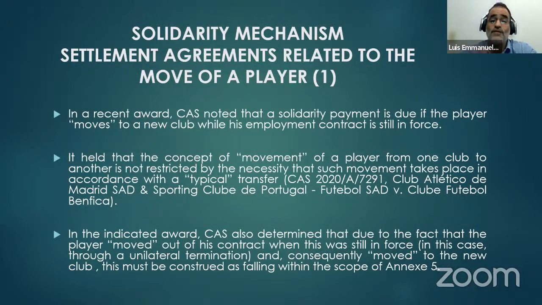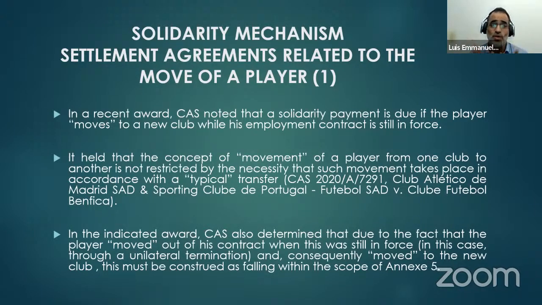It held that the concept of movement of a player from one club to another is not restricted by the necessity that such movement takes place in accordance with a typical transfer. That doesn't have to be a typical transfer, but in essence, the player moves from club A to club B. We're going to see down the road what's the treatment. In the indicated award, CAS also determined that, due to the fact that the player moved out of his contract when this was still in force, in this case through unilateral termination, and consequently moved to the new club, this must be construed as falling within the scope of Annex 5.